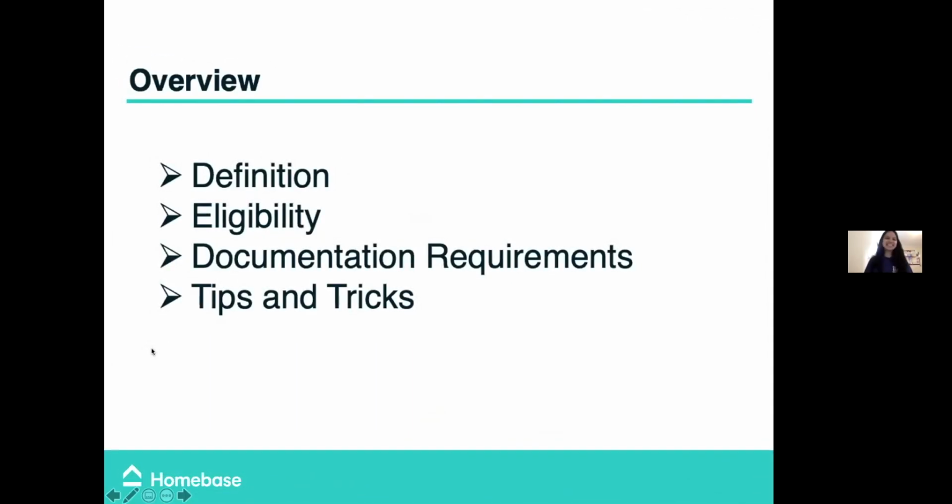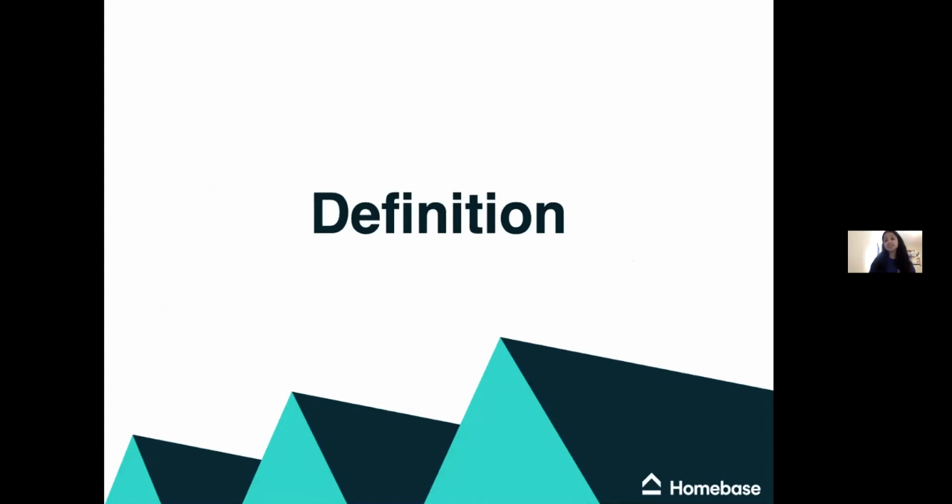So what's on the agenda for today? We're going to start off with the definition of chronic homelessness, move on to eligibility, then cover some documentation requirements, and then we're going to end it with some best practices and tips for making sure that eligibility documentation is in place and accurate. We'll start off with the definition of chronic homelessness.